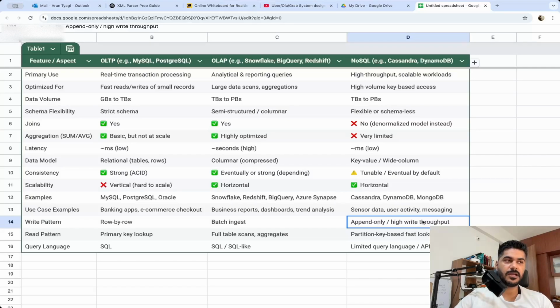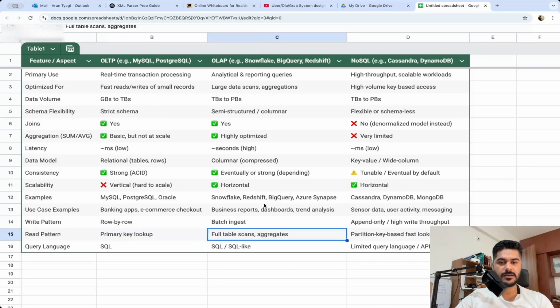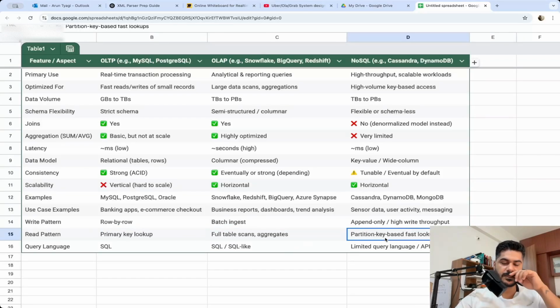So for heavy write requirements, that is why it is chosen: it will always append the data, and even then it will be able to maintain the structure for fast read, right? Read is primary key lookup in your SQL as well. Full table scan in OLAP only you will be able to do, and partition key based fast lookups you can say in your NoSQL. So these are the major key differences which we are having.